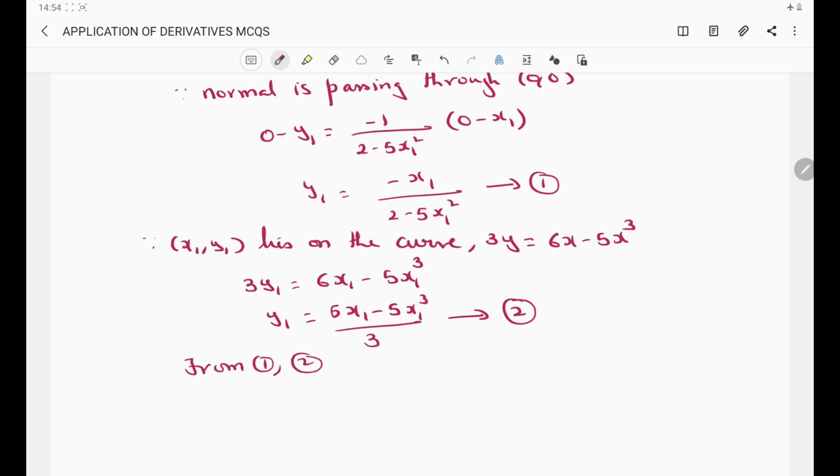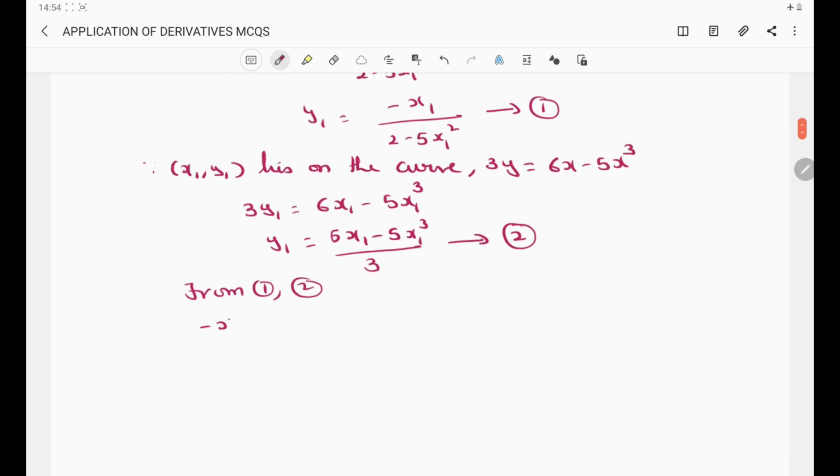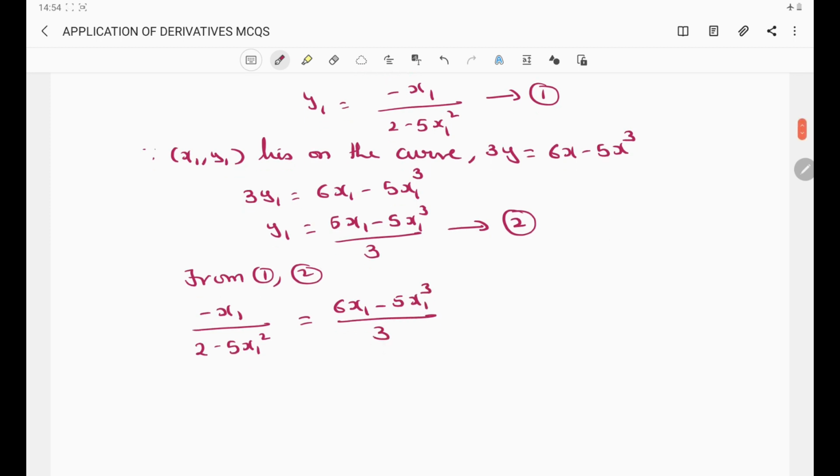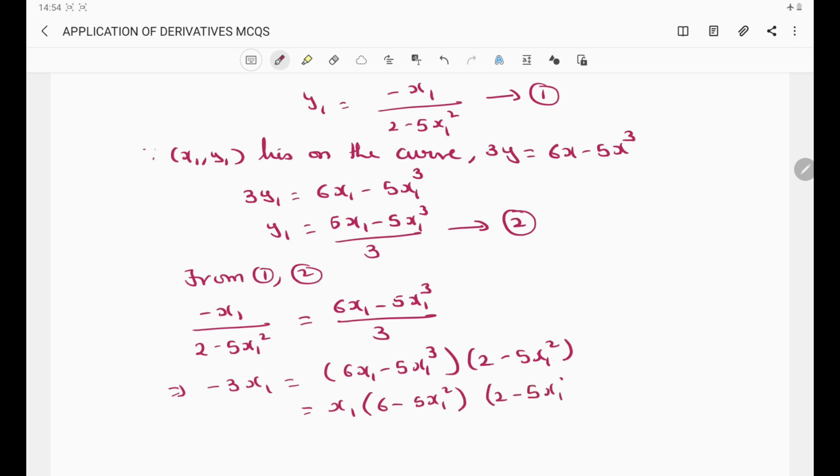we can find x1. So minus x1 by 2 minus 5x1 square equal to 6x1 minus 5x1 cube by 3. So we can cross multiply and we get minus 3x1 equal to 6x1 minus 5x1 cube into 2 minus 5x1 square. So we take x1 common, so 6 minus 5x1 square into 2 minus 5x1 square equal to minus 3x1. So x1 gets cancelled.